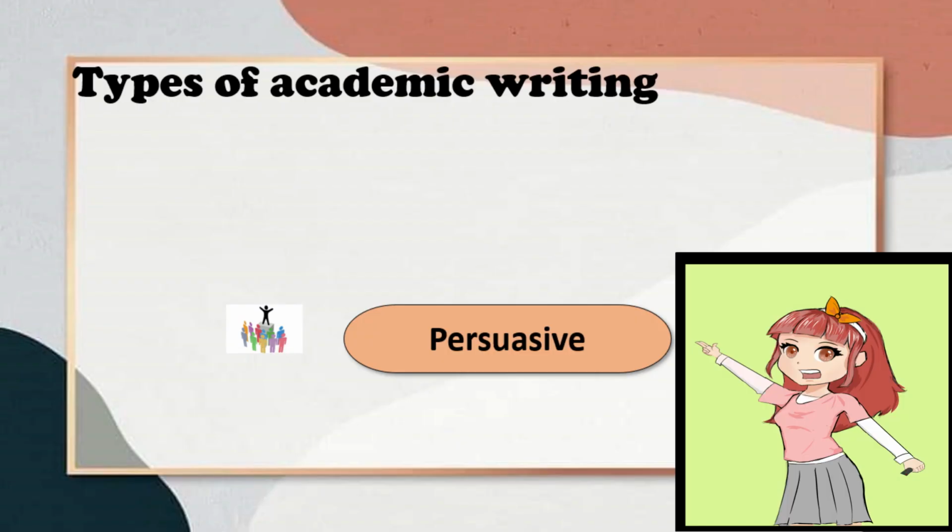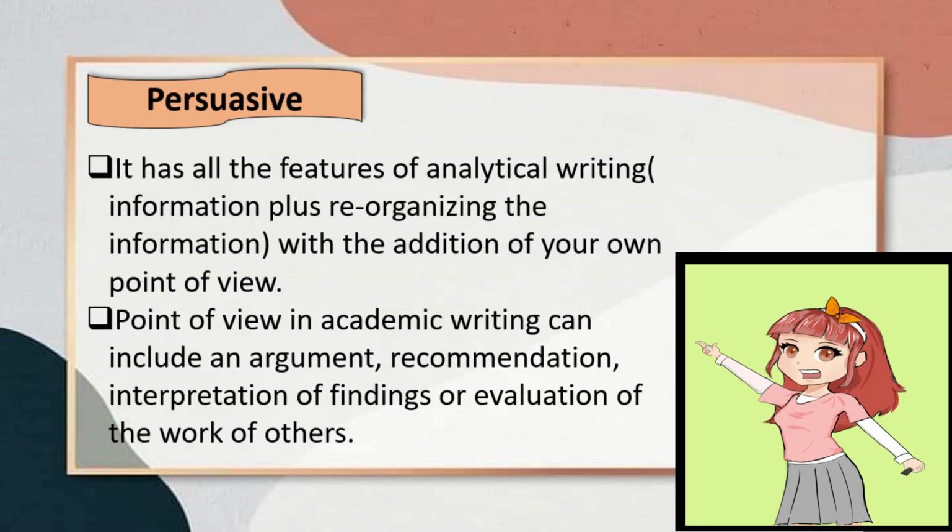The third type of academic writing is persuasive. Persuasive writing aims to persuade the readers to accept the new knowledge claims. It involves showing something is true and convincing the readers by using evidence to support the arguments.